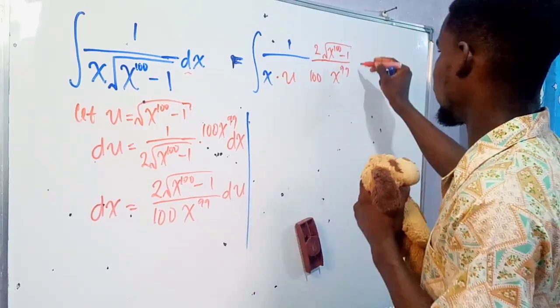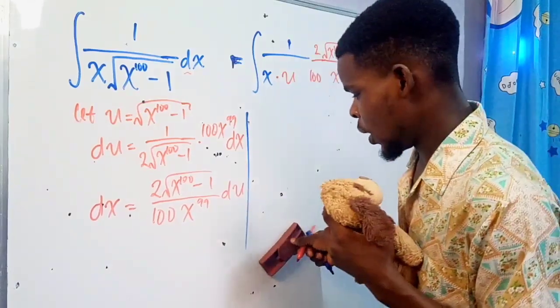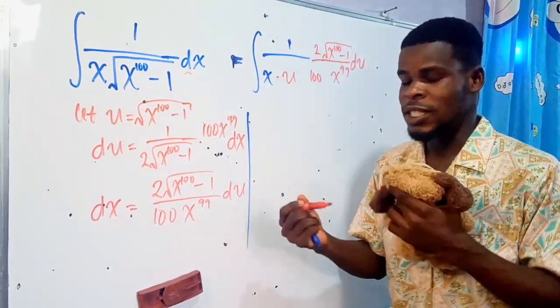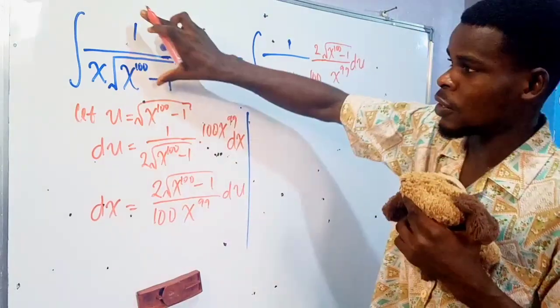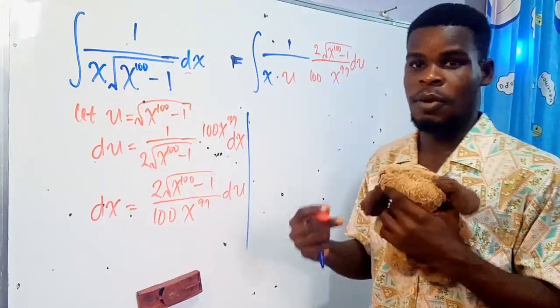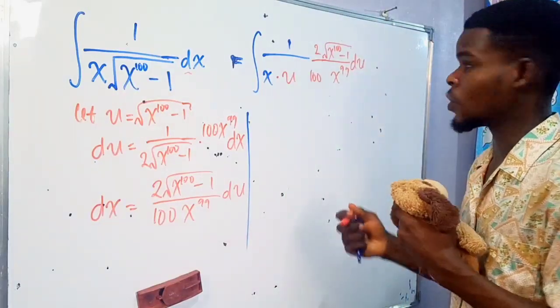Then we put the du over here. So the essence of this change of variable, the u-substitution, is to change the variable from the x variable to the u variable. The reason is we want to turn this integrand, which is a little bit complicated, into something that we can handle. So we try to make a suitable substitution for that.